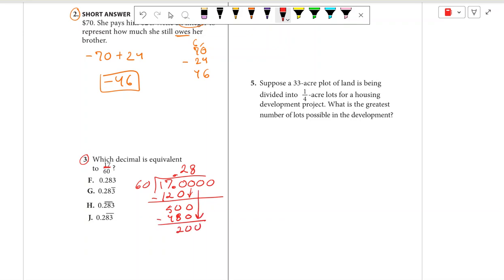We bring down another 0. We look at our last option, it's all 3's again. So we're going to put a 3 up here, and 3 times 60 is 180. Well, when we subtract this, we see that we're getting a repeating 20. If we bring down another one, we're going to be stuck in constantly writing just the 3's. So what's repeating here? Well, just the 3. So a bar would be just over the 3 and not the 2 and the 8. So G is correct.